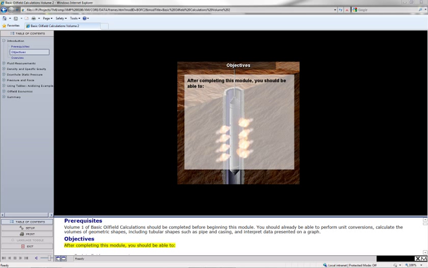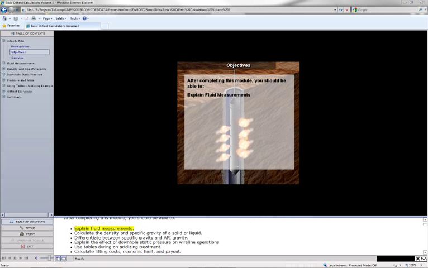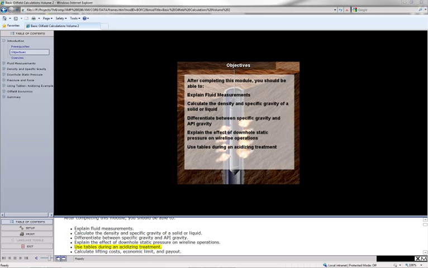After completing this module, you should be able to explain fluid measurements, calculate the density and specific gravity of a solid or liquid, differentiate between specific gravity and API gravity, explain the effect of downhole static pressure on wireline operations, use tables during an acidizing treatment, calculate lifting costs, economic limit, and payout.